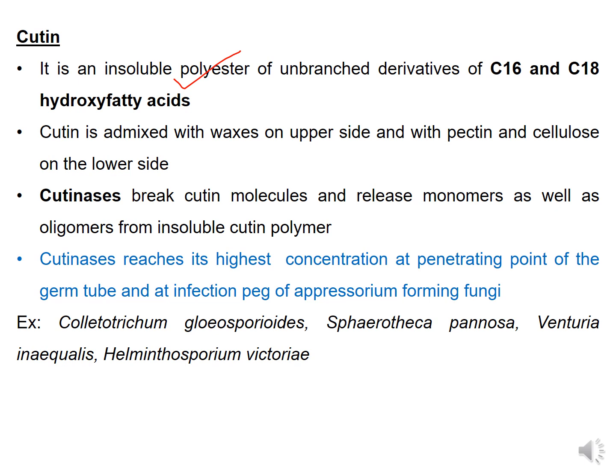These are the enzymes which are capable of breaking the cutin molecules. After breaking these cutin molecules, the cutinases release monomers as well as oligomers from the insoluble cutin polymer. Cutinases break cutin molecules because cutin is a continuous chain, and it releases these monomers and oligomers. The cutinase reaches its highest concentration at the point of the germ tube and at the infection peg of appressorium forming fungi.